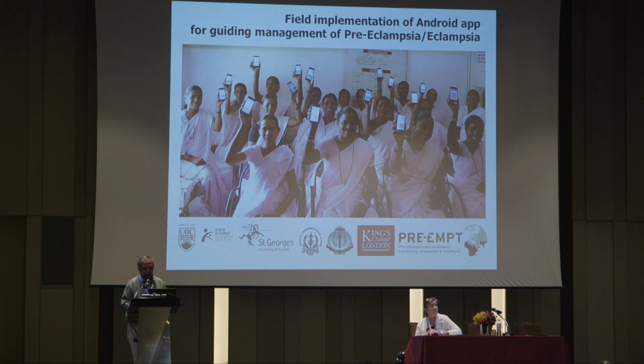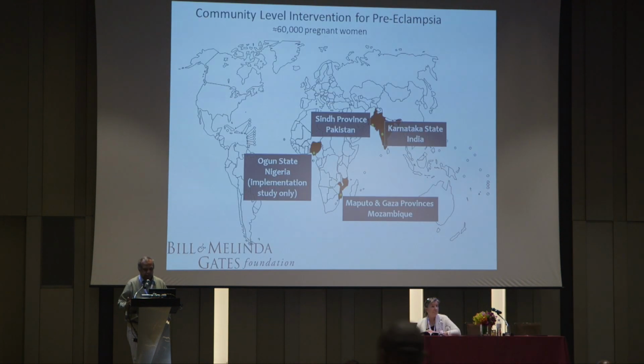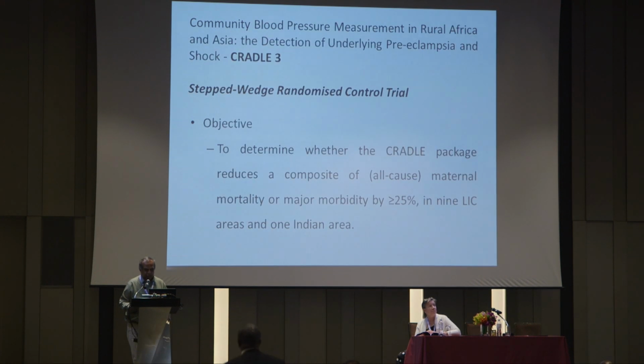A mobile app guided package helps the community health workers, who are trained for this blood pressure monitoring using the blood pressure device, in identifying the high-risk women, then bringing them to the referral facility and getting them the loading dose of MgSO4 and methyldopa, and then initiating a referral. The trial as such was done in 4 countries: India, Pakistan, Nigeria, and Mozambique. We just finished the primary analysis, and we should be publishing it pretty soon.